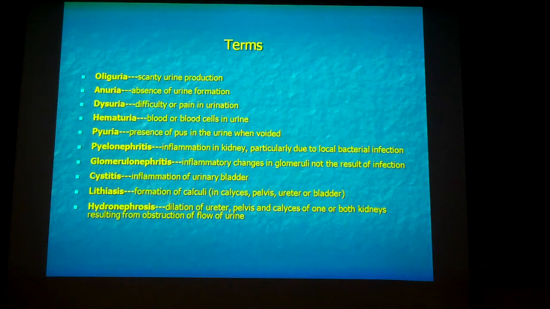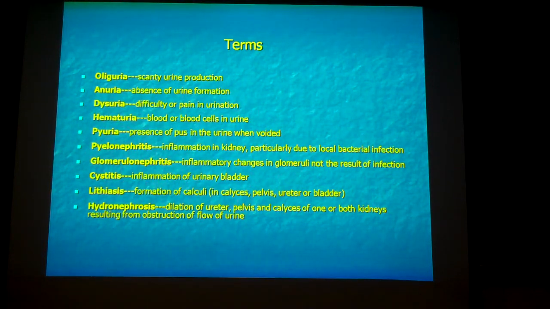Cystitis is an irritation or infection in the bladder. Anytime you see itis on the end of the word, it means inflammation of. Lithiasis is just a term that refers to stone formation. So if you form stones in the kidney, that's nephrolithiasis. Stones in the ureter, ureterolithiasis. Stones in the bladder, cystolithiasis.